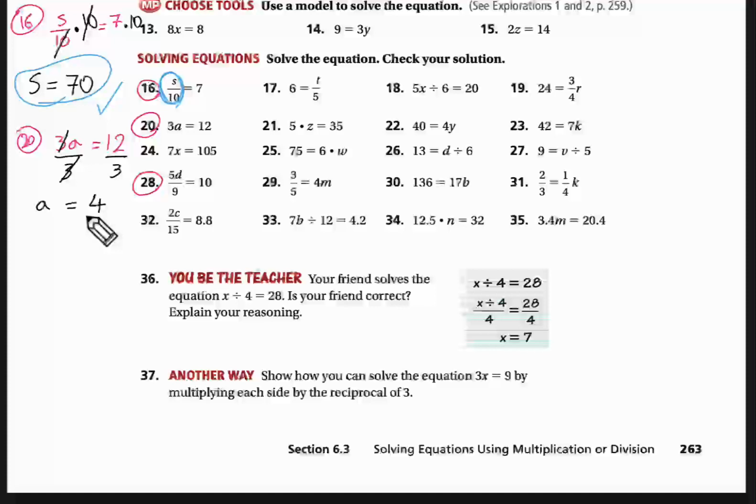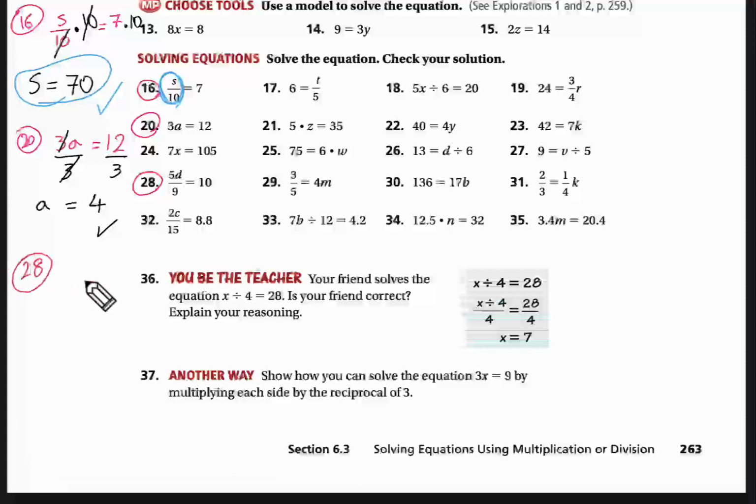Fahad? Yes, teacher. Okay, Fahad, question number 28. Okay, first, just a second, Fahad. Before we move to 28, in question 20, if you want to check your answers, you should substitute 4 for a. So here, 3 times 4 equals 12. That's right. So a equals 4 is the correct solution. Okay, go ahead, Fahad.